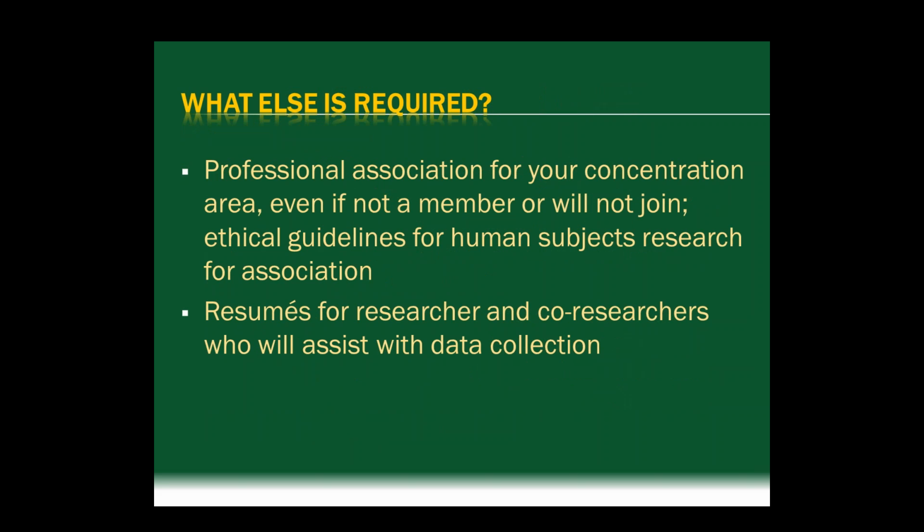Additionally, the IRB wants to know that you know which professional association is appropriate for your concentration, whether you're a member or you will join. You need to know that that professional association has ethical guidelines for human subjects research that you need to follow. The IRB also wants to see resumes for researchers and co-researchers to verify that all researchers have the qualifications for the type of study that they wish to conduct.